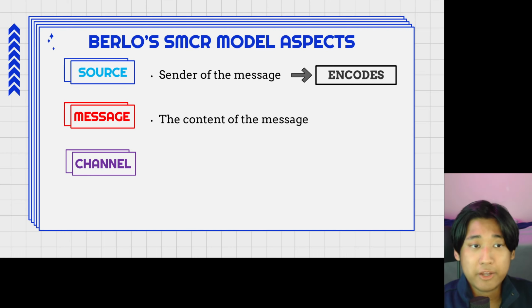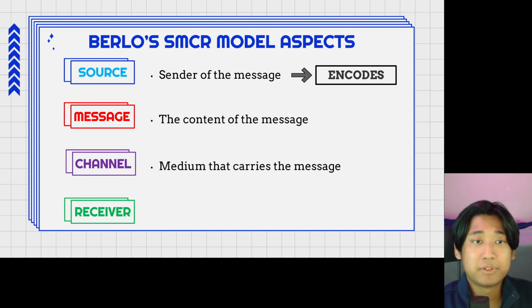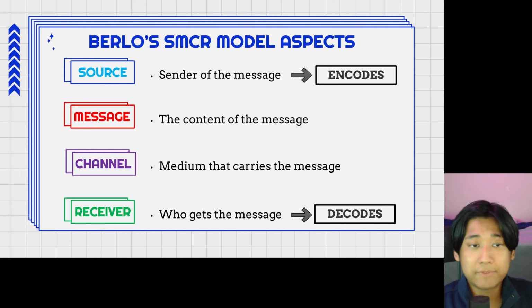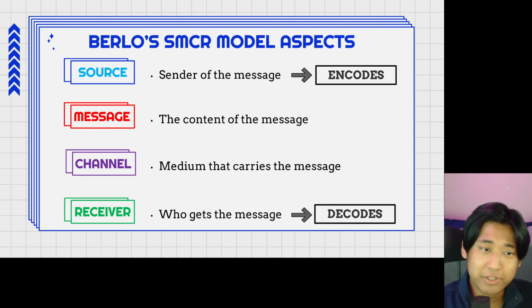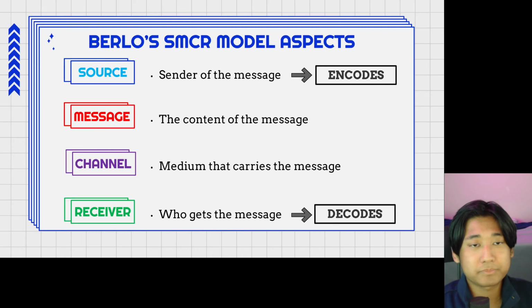Now, another aspect of Berlo's SMCR model is channel, and this is the medium that carries the message. Academics believe that this medium can be our five senses: touch, sight, hearing, and so on. Now, the last aspect is the receiver, and this is the person who gets the message. And of course, they have to decode the message. They have to hear the sentence that the source said and then decode it in his brain so he can get the message.